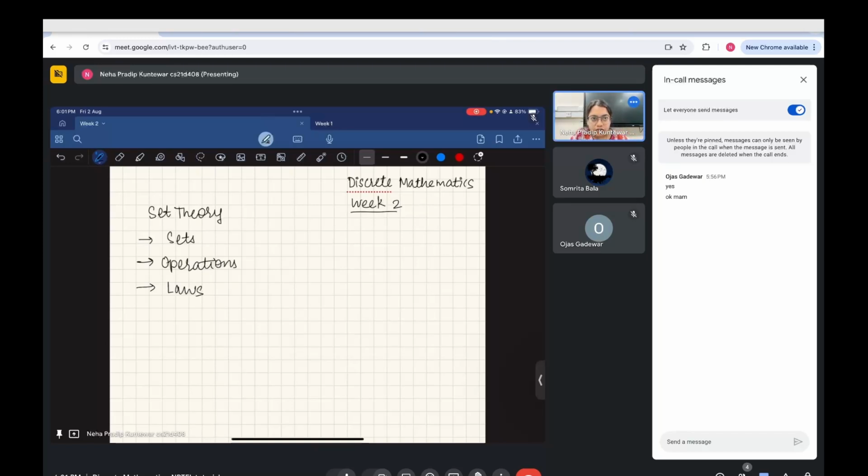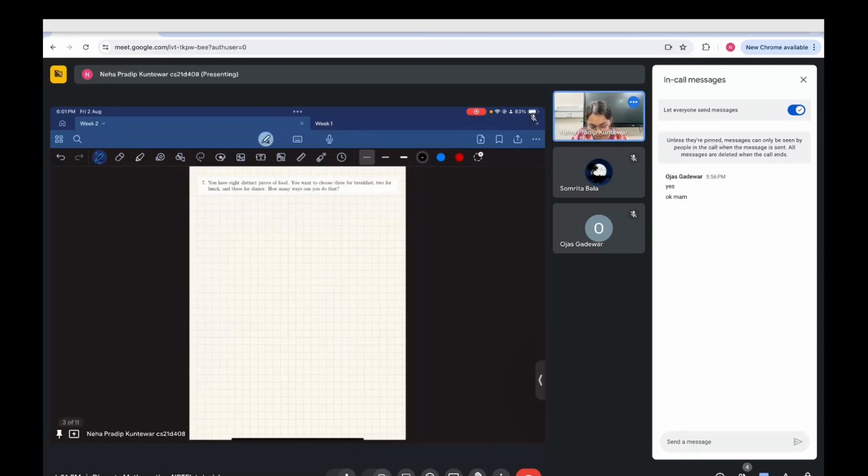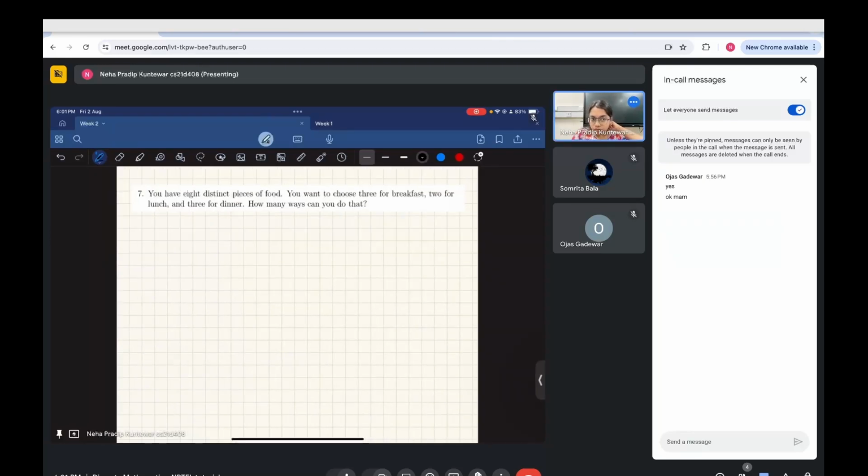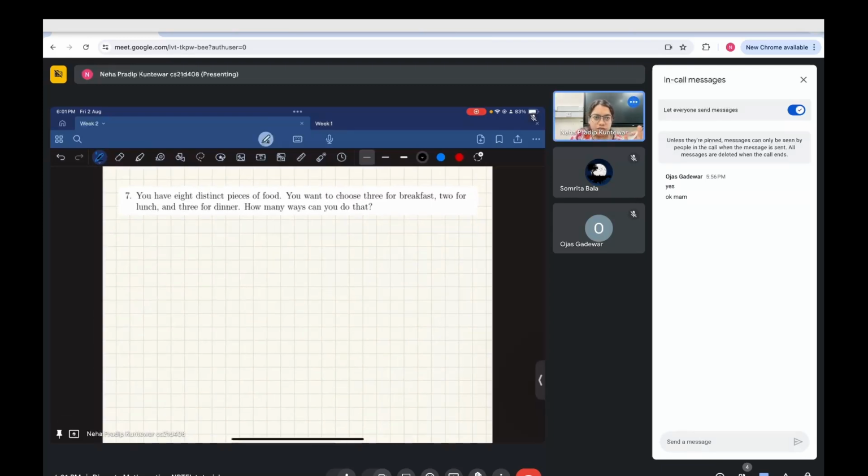Okay, so let's begin with the question from last time. So I'll read out the question for you. This is something you'll be able to do using the basic ideas of counting. So you do not need set theory, etc. for that.